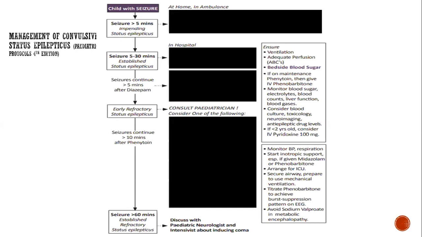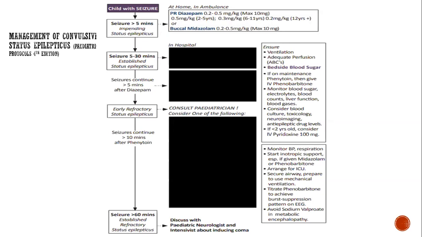Okay, for the management, this one is probably important. When the patient comes with a seizure lasting more than 5 minutes, we need to establish a diagnosis of impending status epilepticus, meaning the patient might go into status epilepticus, so we need to immediately prevent that. We can give parenteral diazepam at a dose of 0.2 to 0.5 milligram per kilo with a maximum of 10 milligram, or buccal midazolam 0.2 to 0.5 milligram per kilo, maximum of 10 milligram. If the seizure does not resolve and persists for 5 to 30 minutes, then we can establish a diagnosis of status epilepticus.